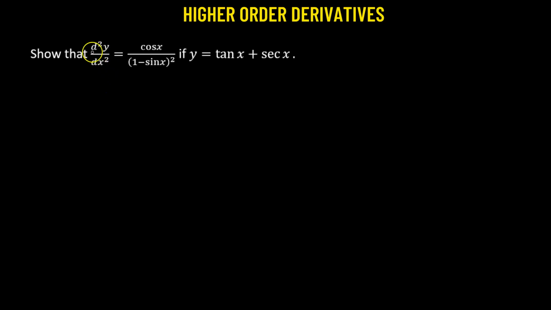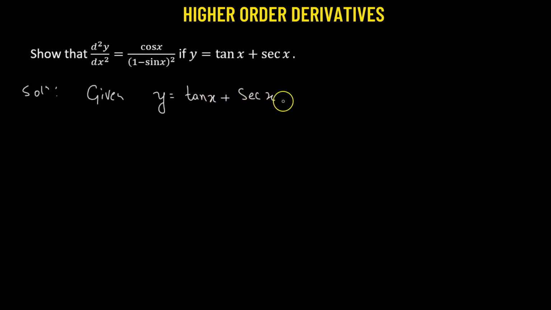In this problem, we need to show that the second derivative of y with respect to x is given by this particular expression, provided y is equal to tangent of x plus secant of x. So let's begin with whatever we are provided with. We have y equals tangent of x plus secant of x.